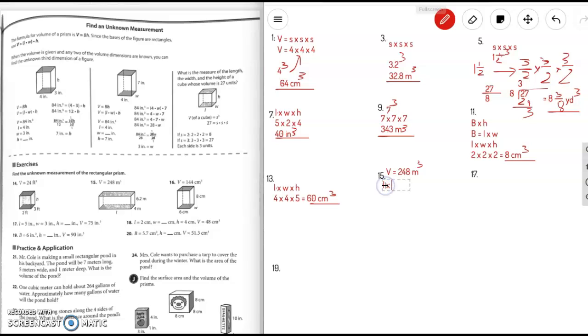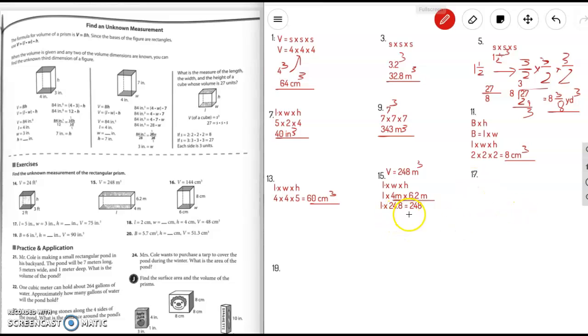So the formula is length times width times height. So length, we don't know. The width is 4 meters. The height is 6.2 meters. So first we're going to do 6.2 times 4. And that brings us to 24.8. And what's the volume again? 248 meters.